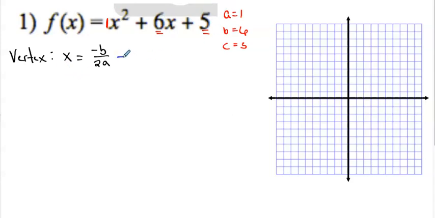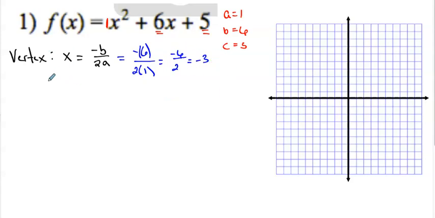So the vertex x-value can easily be found by just taking the opposite of b, which is the opposite of 6, and dividing it by 2 times 1. Finish this off, you get negative 6 over 2, and this gives you negative 3.